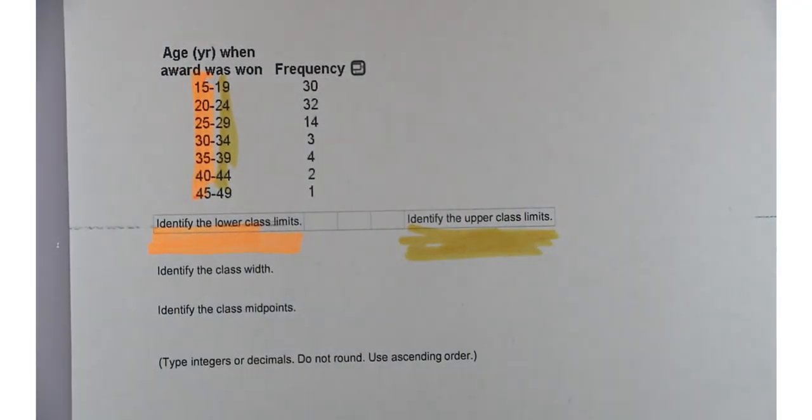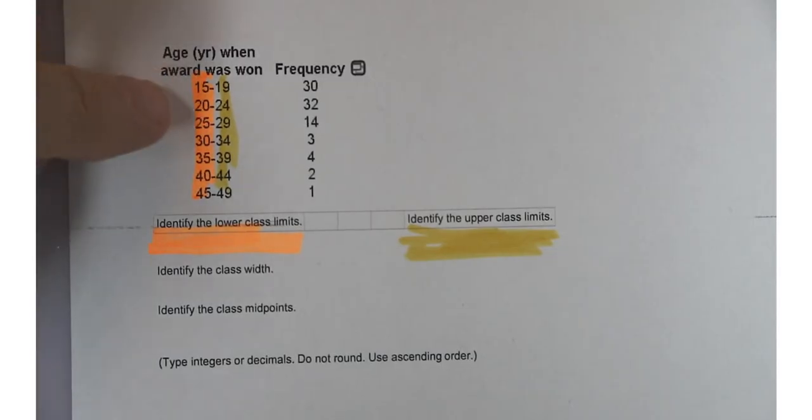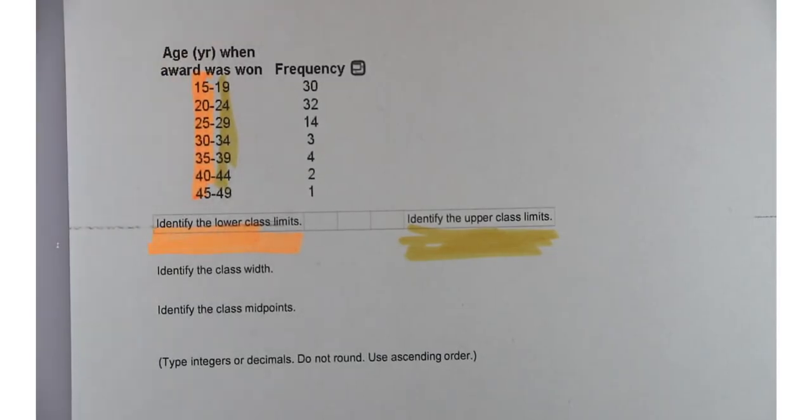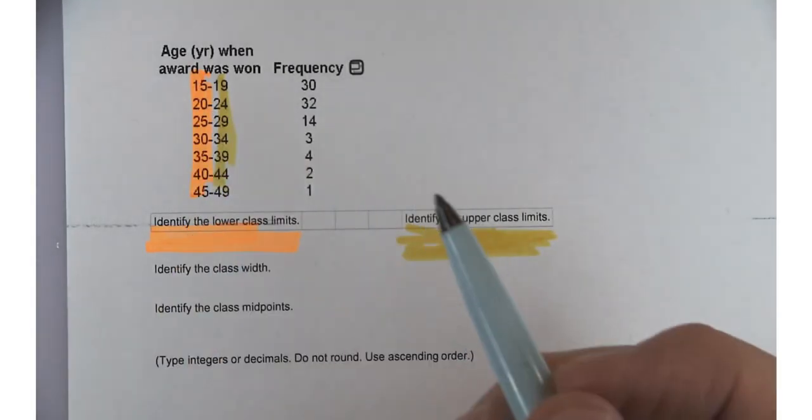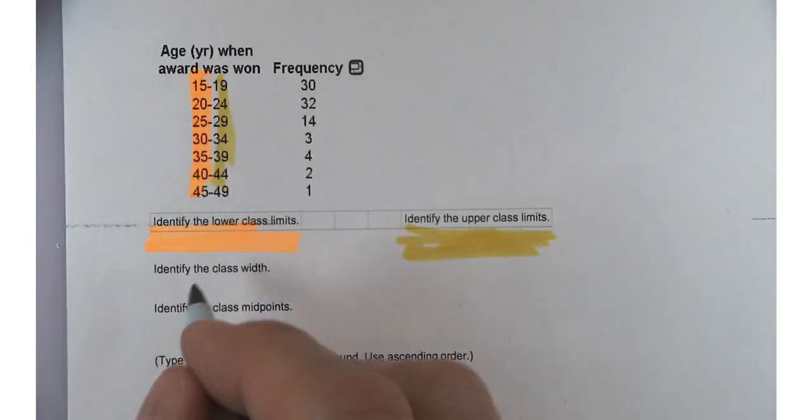How about the class width? What's your class width in this case, in any of these cases? It's 5. Good. And I'm glad to see that somebody said 5 instead of 4. It's easy to go, oh, 24 minus 20, that's a difference of 4. But really you have to subtract adjacent upper class or adjacent lower class limits. So 35 minus 30 or 34 minus 29, you get a class width of 5.